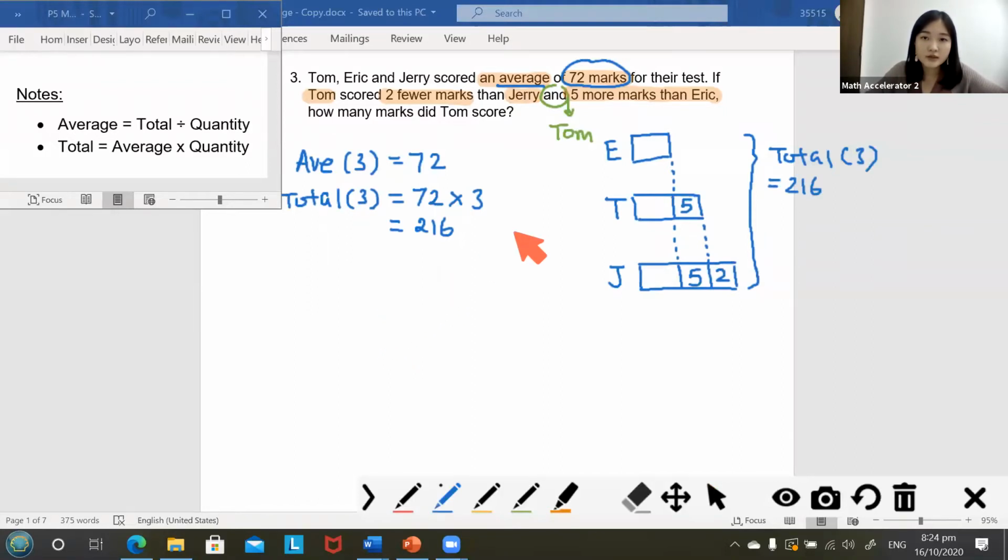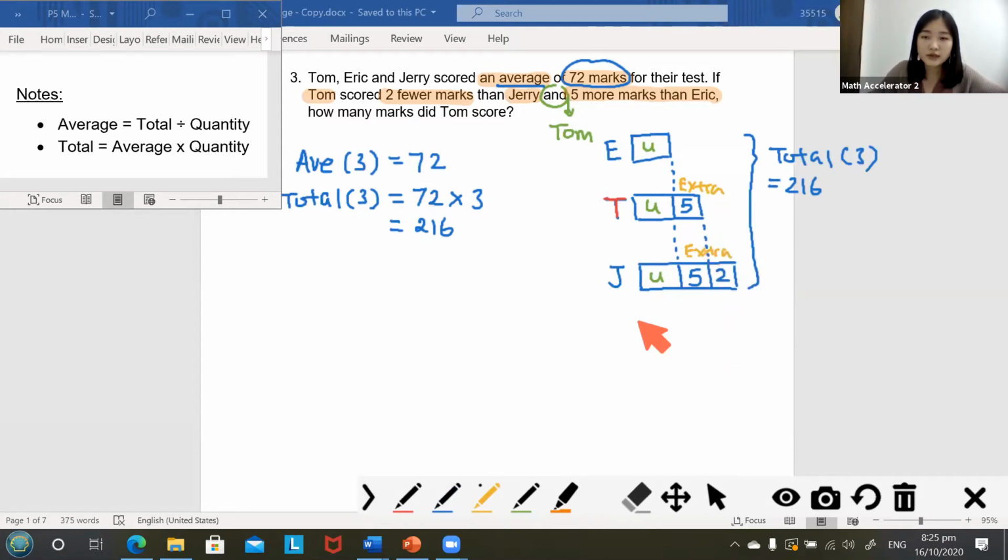Right, and what's next? Okay, remember, go back to the question. They're asking us for how many marks did Tom score? Right, they're asking us for Tom here. And Tom is made up of 1 unit here and 5. All of these 3 units here are equal. Okay, so we need to work our way towards 1 unit, add that 5 in, and we can get Tom. Right, so what are the extra numbers that we have to take away from the total here? We have 5. Here's an extra. This 5 and 2 are also extra.